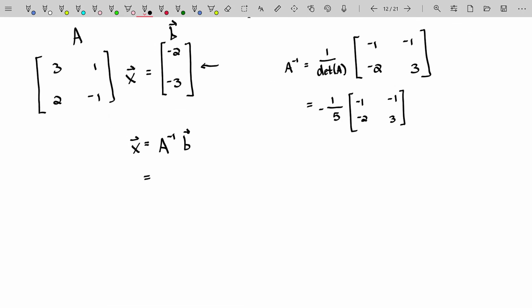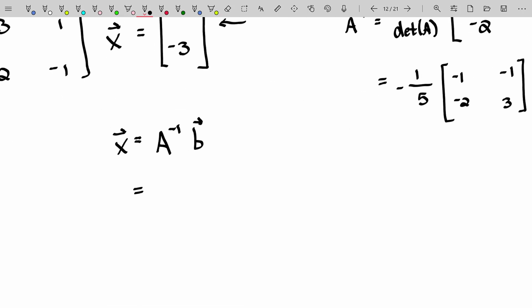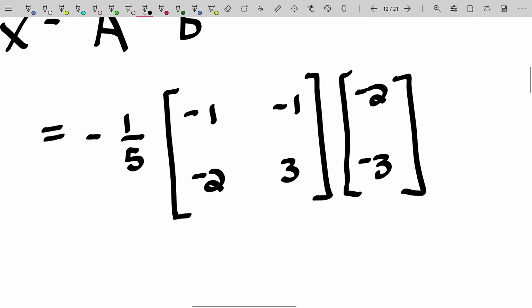If we know that X is equal to A inverse, which is -1/5 times the matrix -1, -1, -2, 3, times the vector B, well, I need to do this matrix vector multiplication. And the fact that there are no fractions in this matrix yet is very helpful.